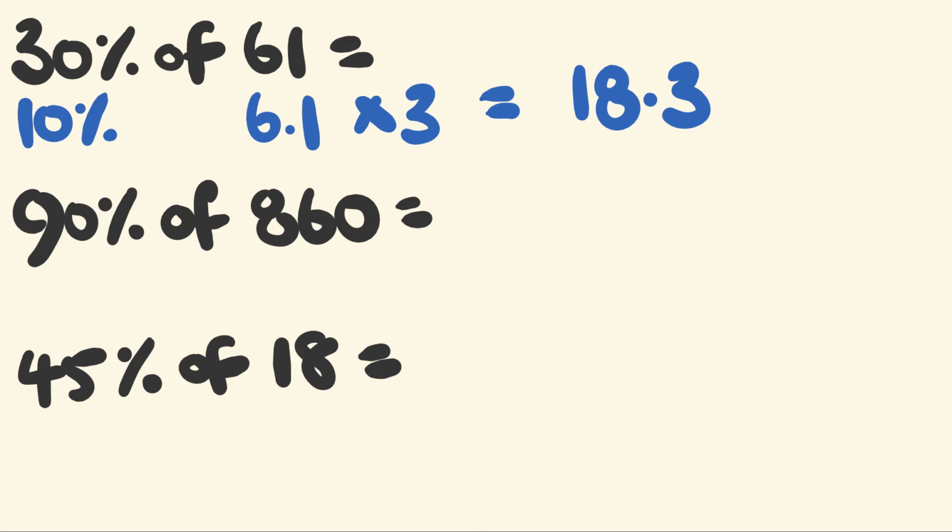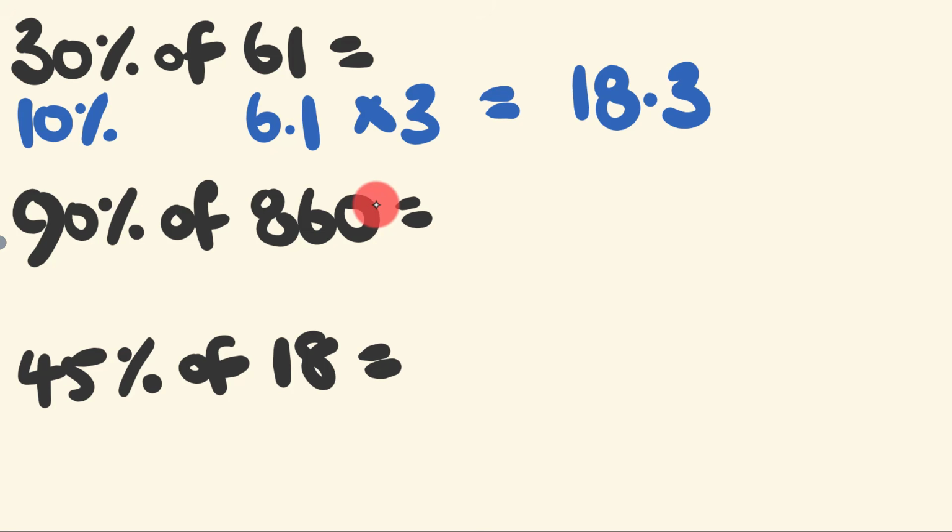How did you go on that? Well, hopefully well. So let's have a look at the next question here. We have 90% of 860. Now I'm going to treat this one slightly different. 90% is up around 100%. Now 100% of a number is nice and simple to work out. 100% of a number is just the whole amount. 100% of 860 is 860. So all I need to really do is work out 10% and take it off.